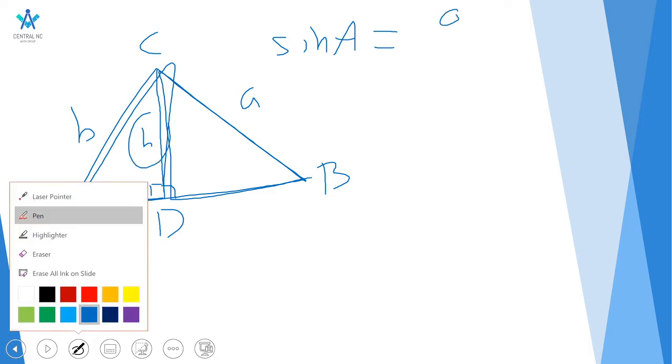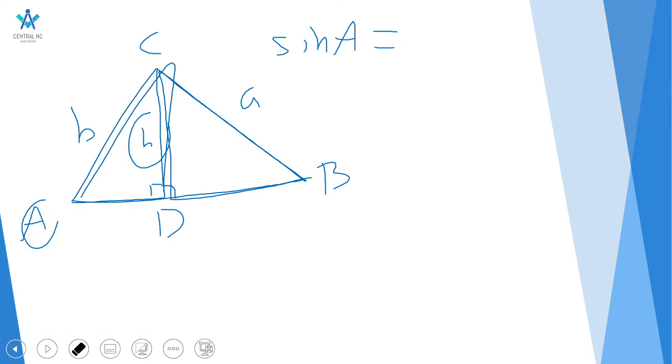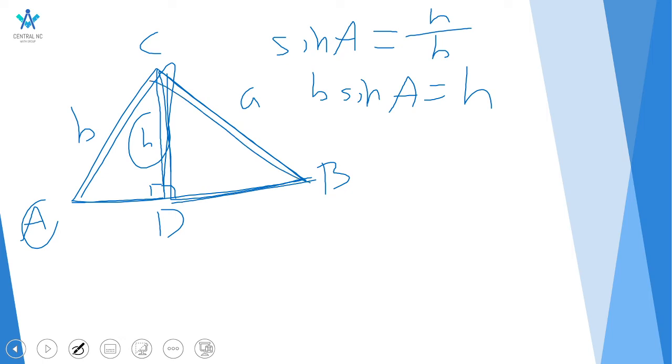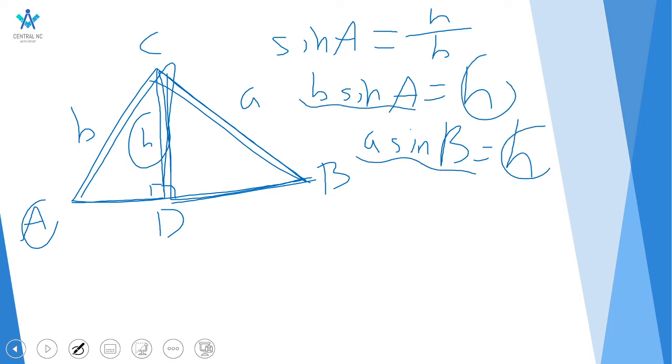Wait, shoot. Don't mix up the H with height. This is just the height over the length b. We can say by multiplying b on the other side, b sine A is equal to H. Similarly, on this side, we get a sine B is equal to H. Guess what? That is equal to that, which means that is equal to that.